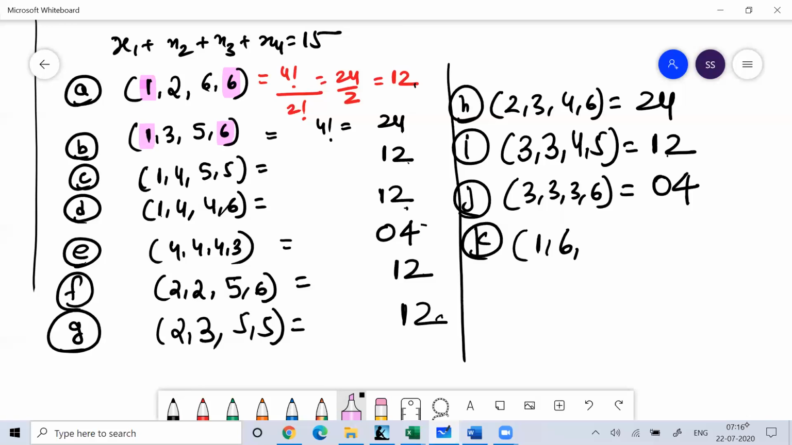1, 6, 5 cases are possible. So you got these two cases, 2, 2, 4, then 5. Okay, so 1, 6 is also not possible. 1, 6 also not possible.